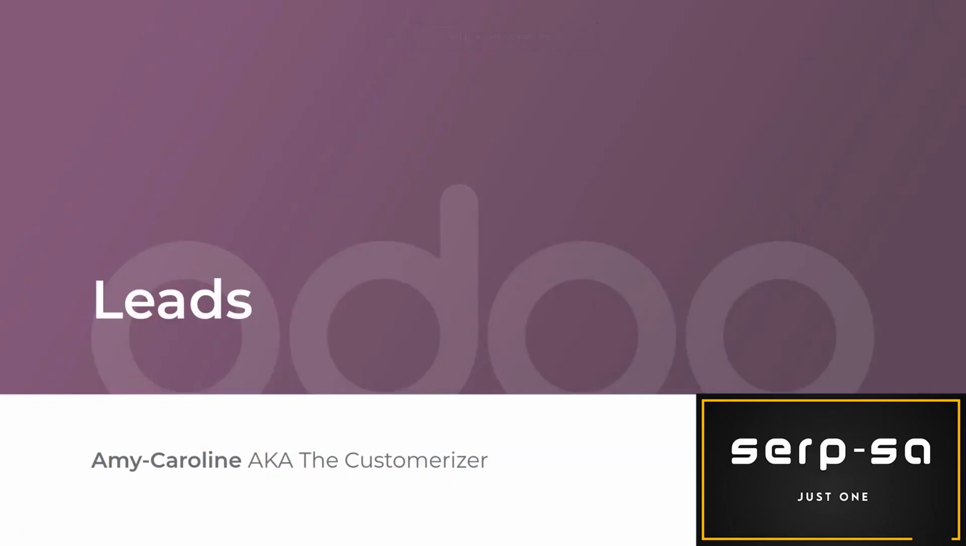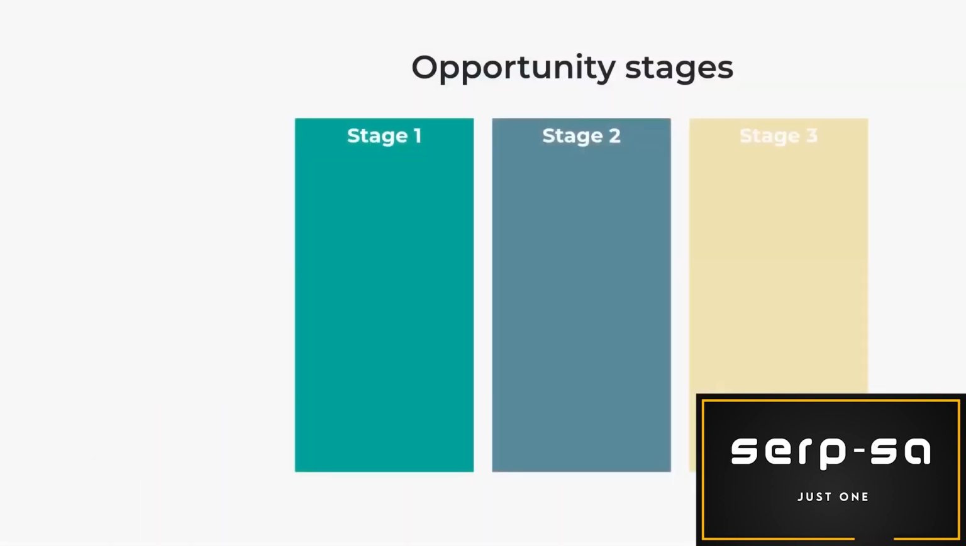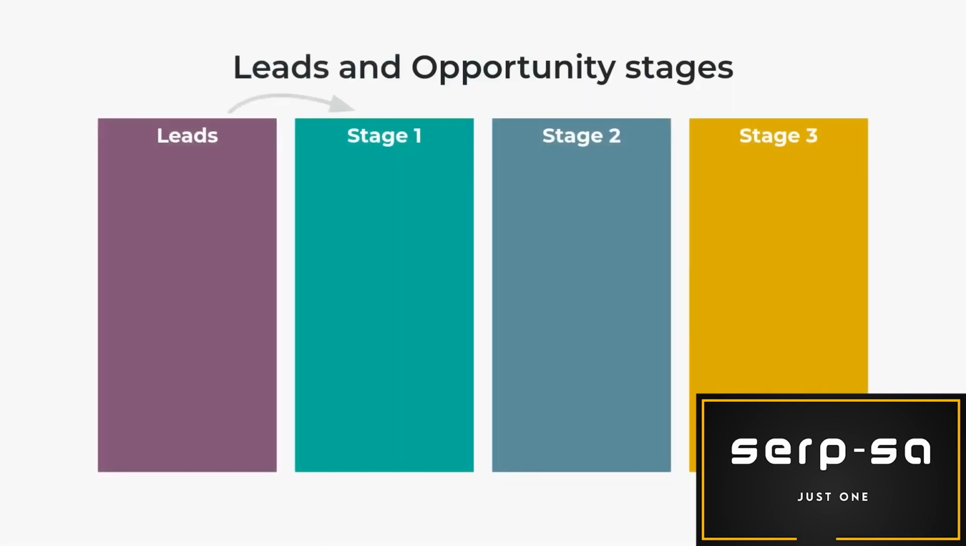Let's talk about leads in your business and how to manage them in Odoo CRM. So what are leads and what are their differences with the standard pipeline of opportunities? A lead is an additional stage before being qualified as an opportunity.